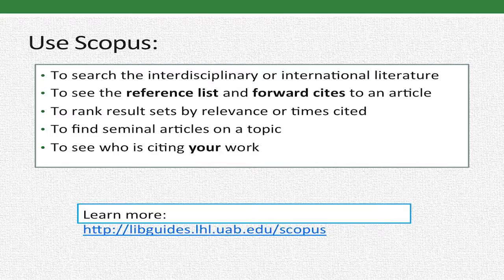You can rank your result sets by relevance or time cited, and this is one really good way to get into those early articles, the seminal articles in a field. However, it doesn't go back to the 50s, but that can be very useful. I'm going to show you how to do that.